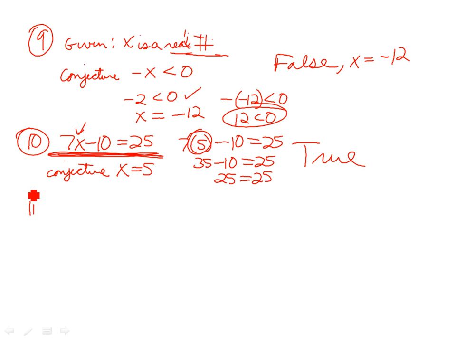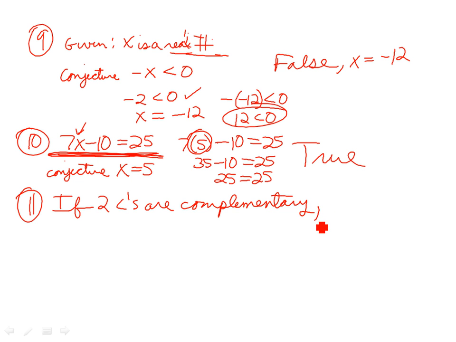Number 11 says write the conditional statement in if-then form. 2 complementary angles must add up to be 90 degrees. Well, an if-then form means I want to start off with if. So if 2 angles are complementary, then they add up to 90 degrees. That's an if-then form.